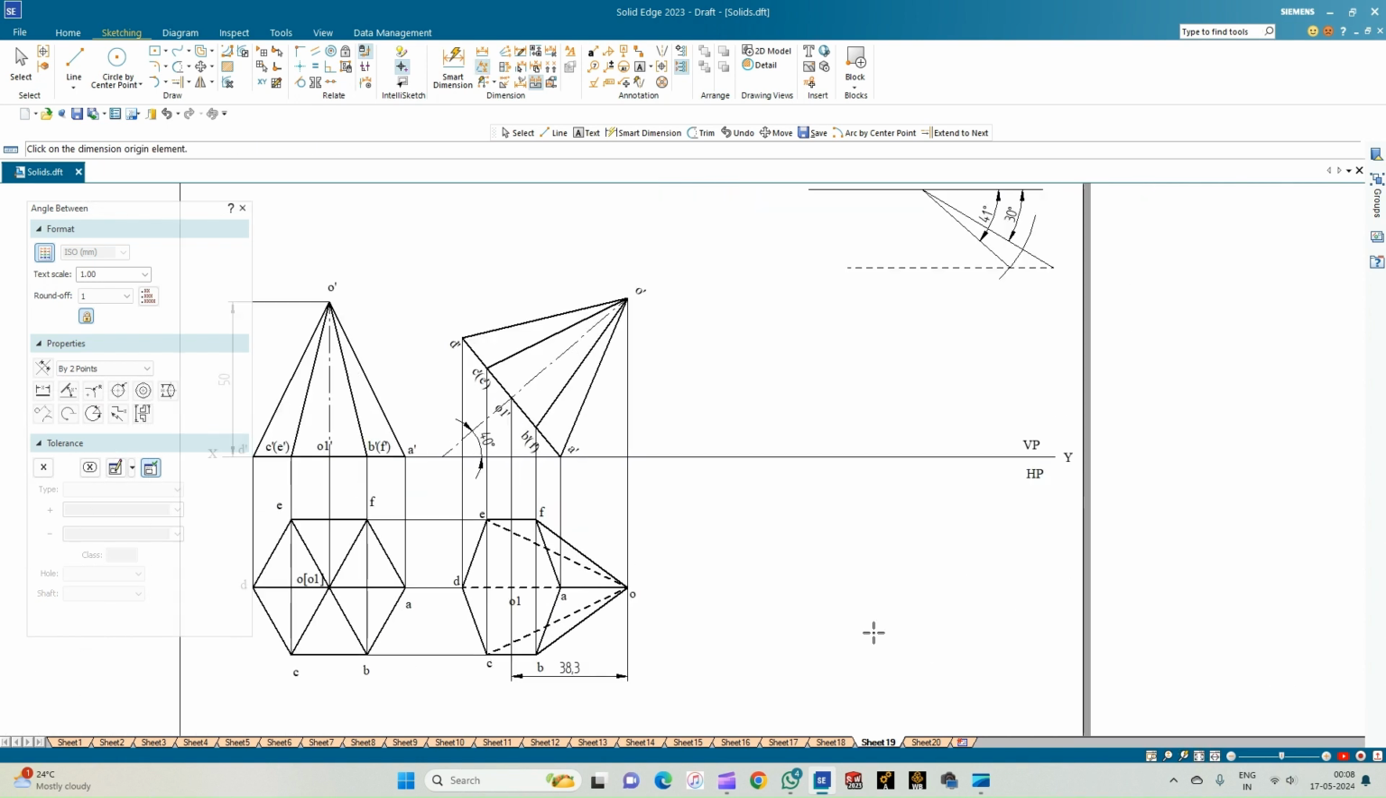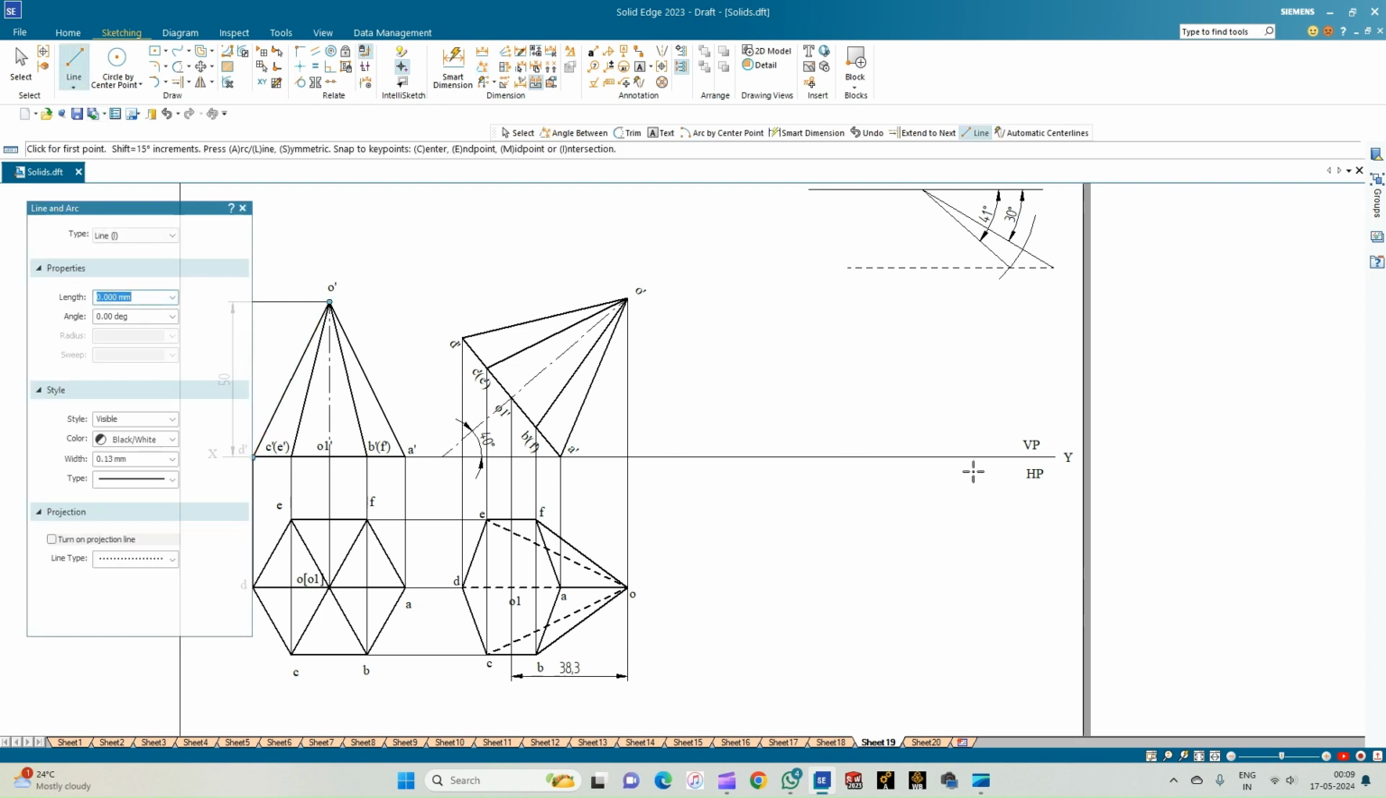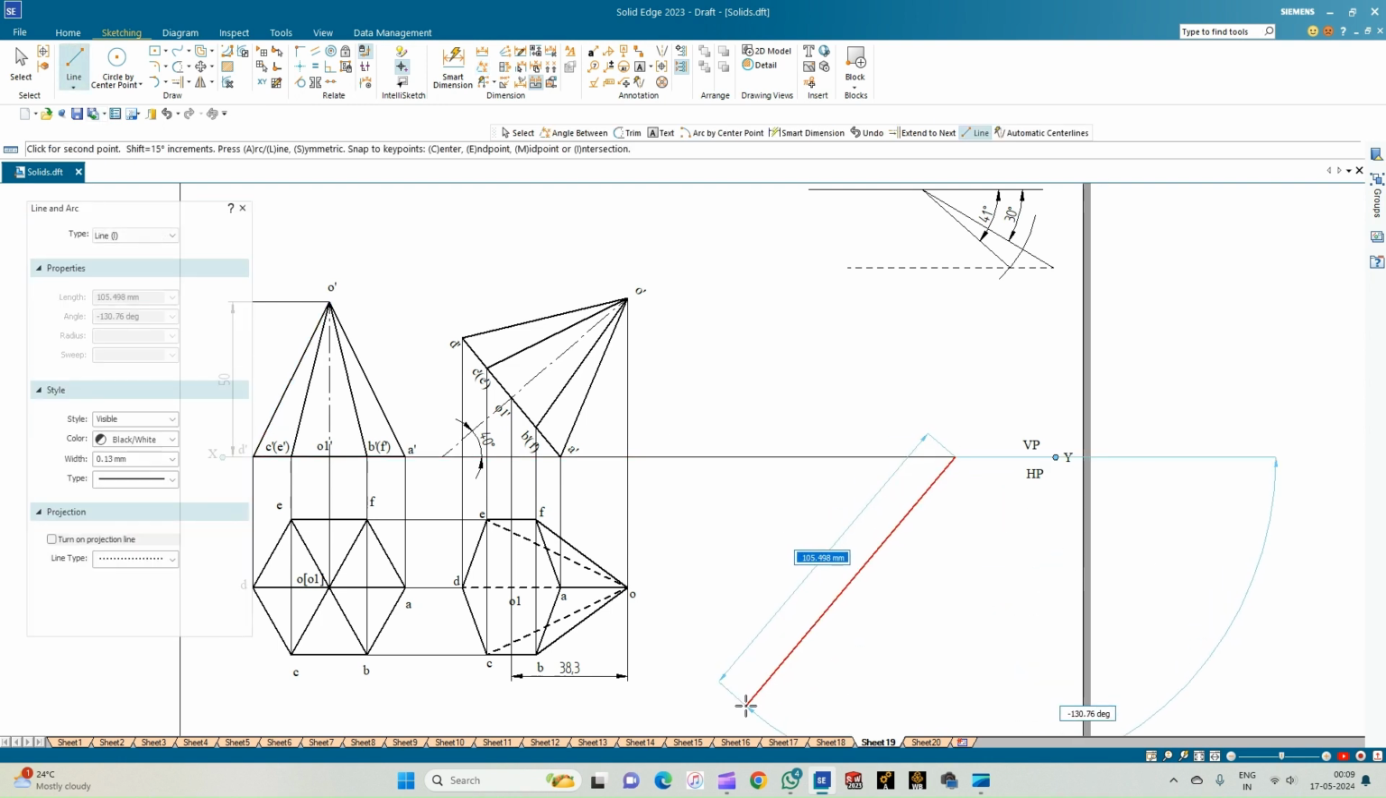So now let us incline the axis at an angle of 41 degrees. So it appears to be inclined to VP at an angle of 41 degrees. So select a line of thickness 0.13 mm and draw a line of any arbitrary length inclined at an angle of 41 degrees to the VP.